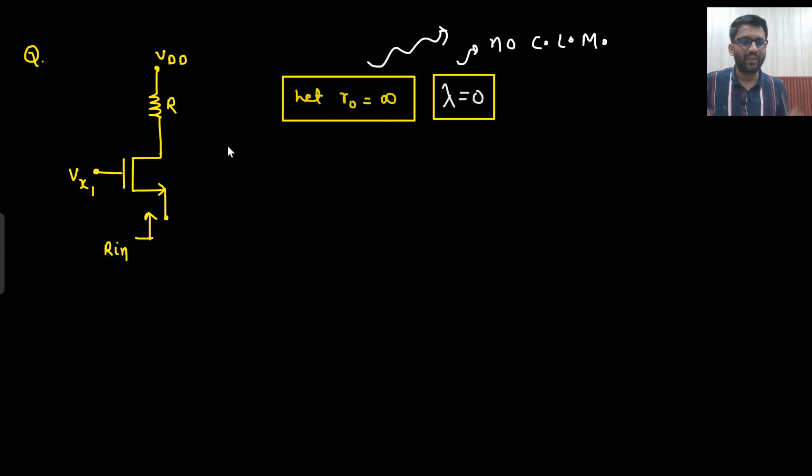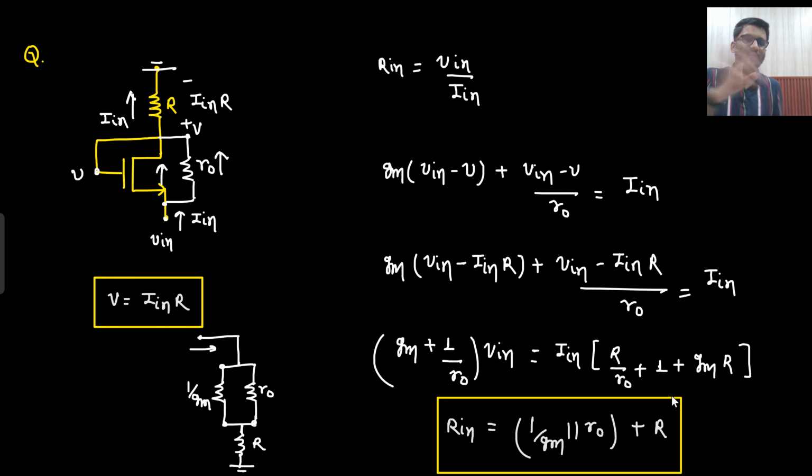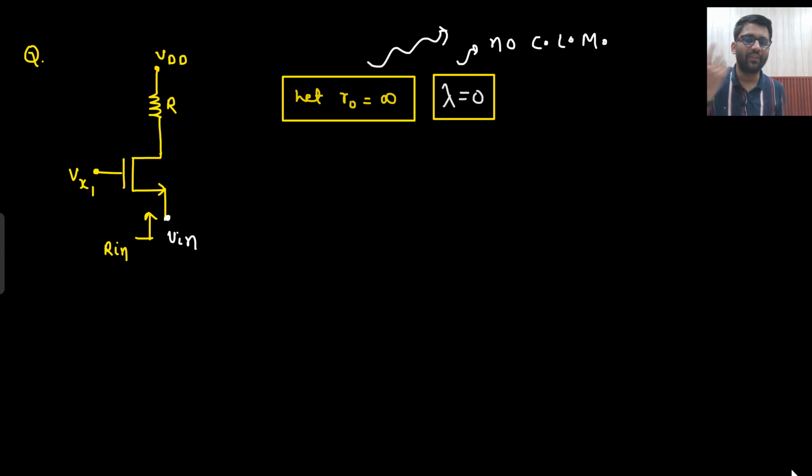So now this equation becomes very easy for you. How is this becoming very easy? Because what do you need to find now? You need to find R in. That means you need to apply V in here and get I in out of it. In the previous problem, I in had two paths. Here also I in had two paths, but now I in will have only one path, and that is to flow through the MOS.